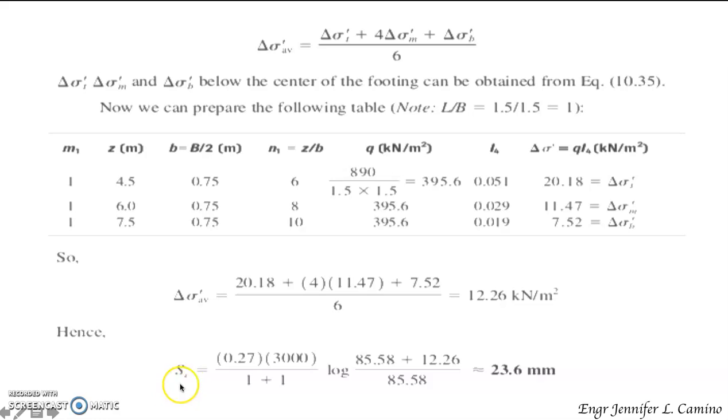Now we can have the value for our settlement using our equation for normally consolidated clay. Simply substitute the given parameters. It gives us 23.6 millimeters.